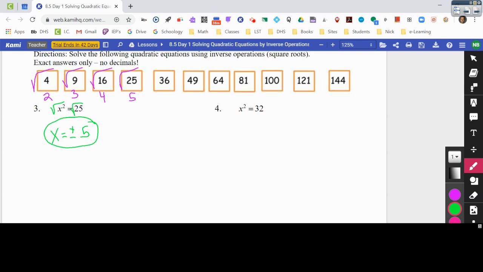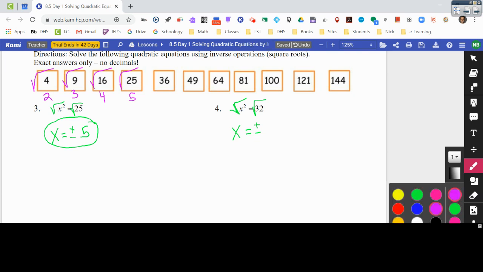So first things first is to isolate my quadratic term. Well, it is isolated, x squared is all by itself. So now I'm ready to take the square root of both sides. And again, like I said earlier, if you take the square root of a square, it gets rid of it or it undoes it. So on my left side, I'm left with x is equal to, and because I'm taking the square root, and it's a quadratic equation, I have to put this plus or minus.